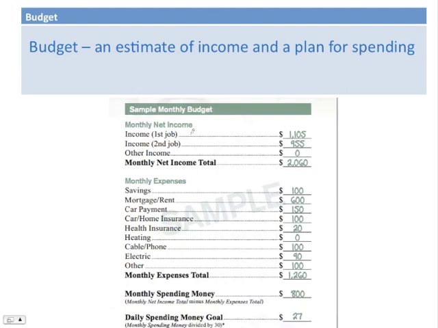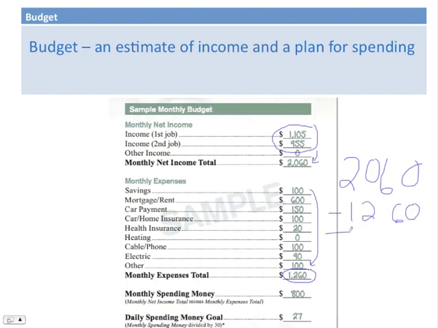So in this example, we have an individual, it looks like they have 2 jobs, and this nets them just over $2,000 per month. Then we calculate all of their expenses, from a mortgage to car payments to health insurance, etc., and their total is $1,260. So when we take $2,060, that's their total net income, and subtract their expenses, we can see that this person has a surplus of $800 left over. Therefore, a budget is an effective way of determining total income and total expenses.